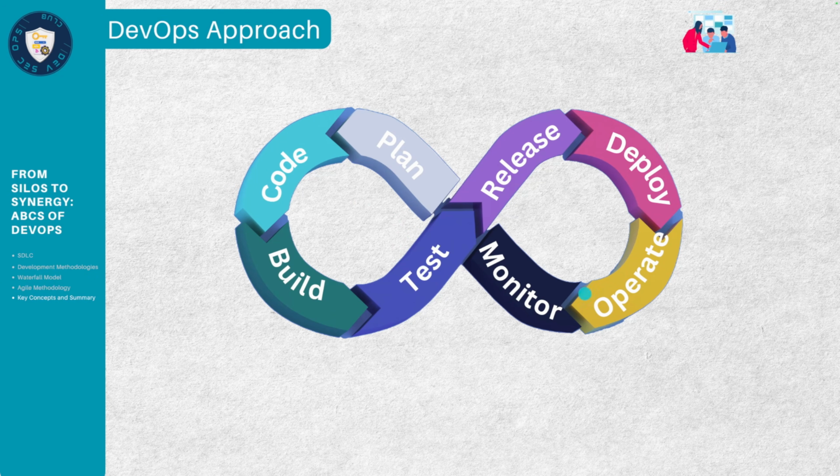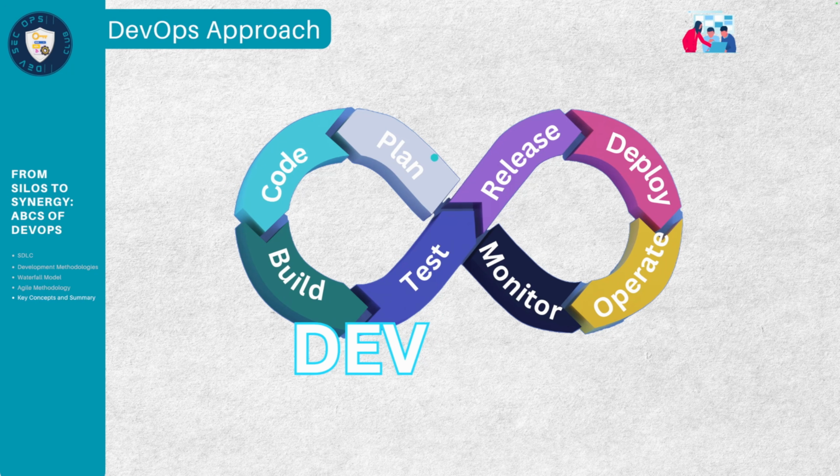So here, instead of maintenance, we are saying operate and monitor, and all these things happen in continuation. Okay, so this part, this side: plan, code, build, and test. All this activity belongs to dev, or development.